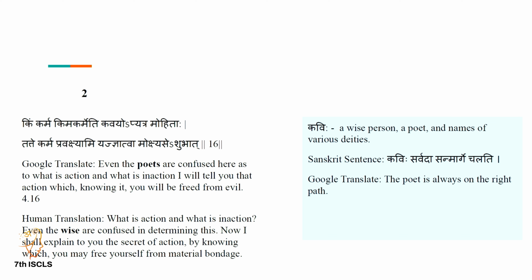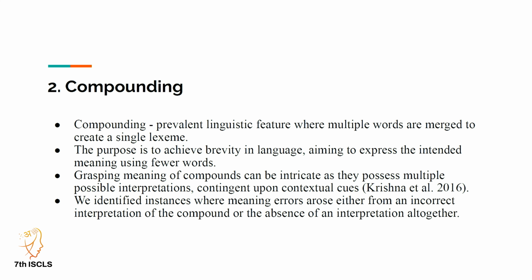And I tried giving a sample sentence where I said, kavihi sarvada sanmargi chalati, where again I wanted the sense of wise, but this was again not recognized. So the only sense that was recognized by Google Translate with respect to kavi was poet. So that was about polysemous words.